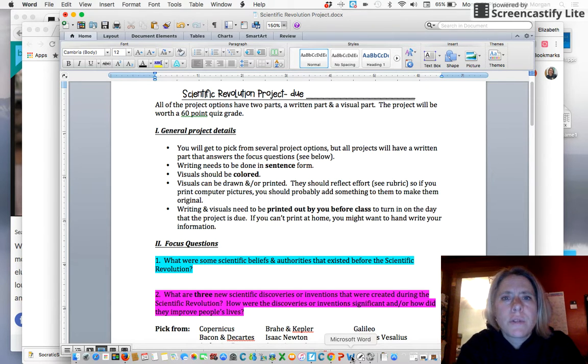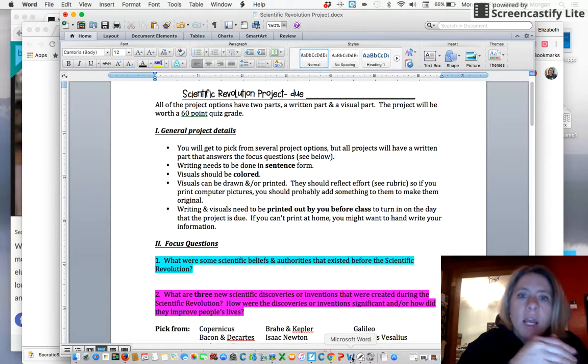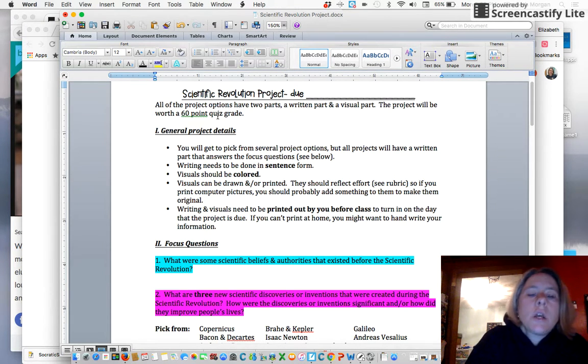Yesterday I explained the Scientific Revolution project. So first of all, I really hope you have the packet of papers that we paper clipped together in class yesterday. If you were absent yesterday and you're here today, then you should come see me to get some of your papers. Anyway, so you have the directions here. General project details are listed up here.